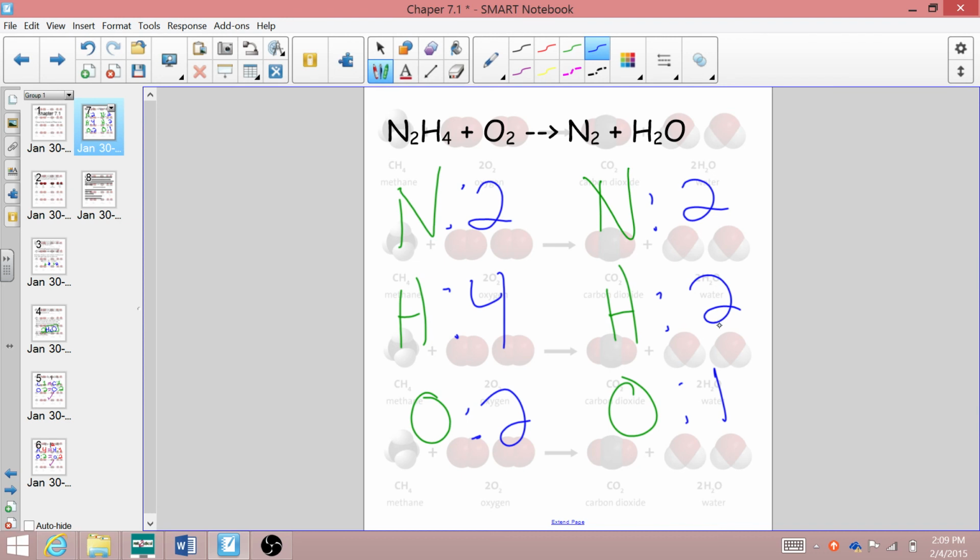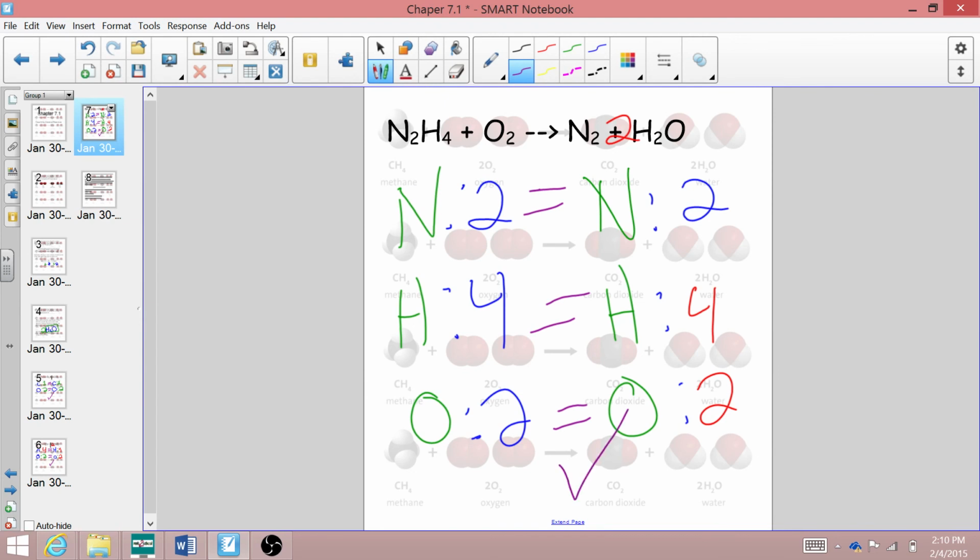Now, we need twice the number of hydrogens on our product side, and we need twice the number of oxygens. And that's really convenient because hydrogen and oxygen are bound together. So in order to go from 2 hydrogens to 4, I need to add a coefficient in front of water of 2. Because now I have 2 times 2 is 4 total hydrogens. But I also need to reevaluate my oxygens. I have 2 times 1 is 2 oxygens. So now if I go through and I double check, nitrogens are equal, hydrogens are equal, oxygens are equal. This is now a balanced equation.